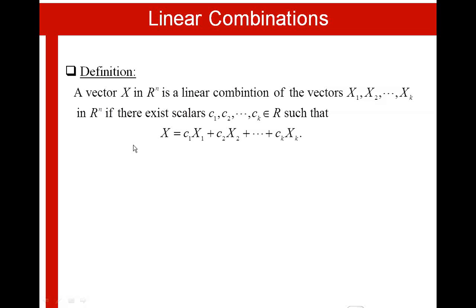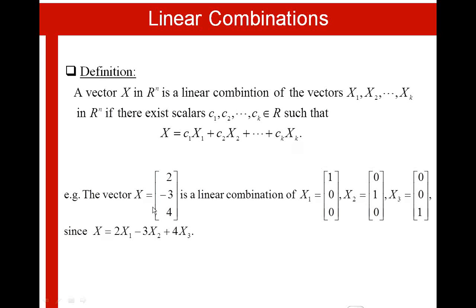Let's look at some definitions first. A vector x in Rn is a linear combination of the vectors x1, x2, etc. to xk in Rn if there exist scalars, real values c1, c2, etc. to ck that belong to R such that x can be written as c1 times x1 plus c2 times x2 plus c3 times x3, etc. to ck times xk.